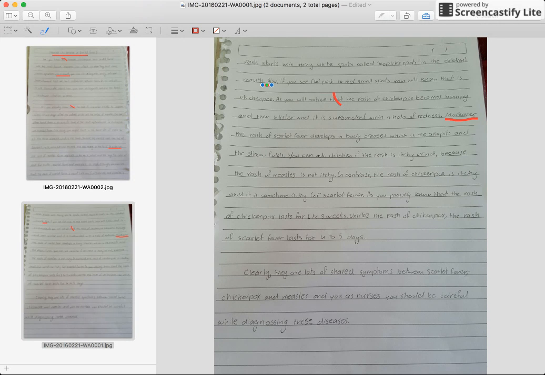Spelling mistake here, probably no. that the rash of chickenpox lasts for 1 to 3 weeks, unlike the rash of chickenpox or rash of scarlet fever lasts 4 to 5 days. Clearly, there are lots of shared symptoms between scarlet fever, chickenpox, and measles, and you as nurses should be careful while diagnosing this disease. Okay, very good.